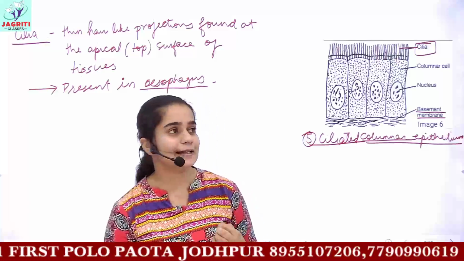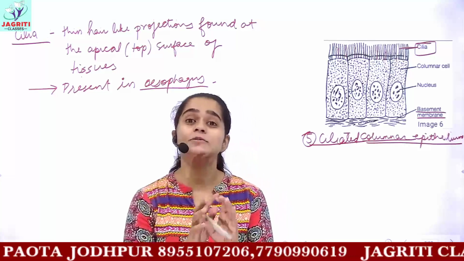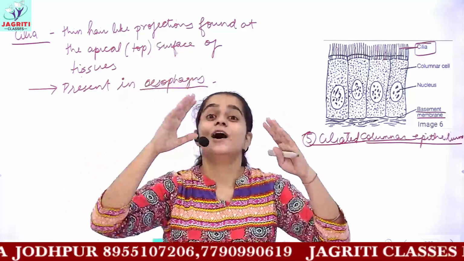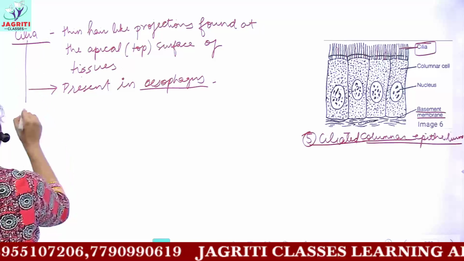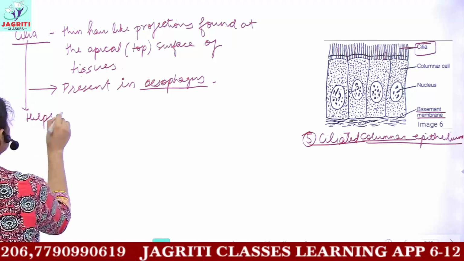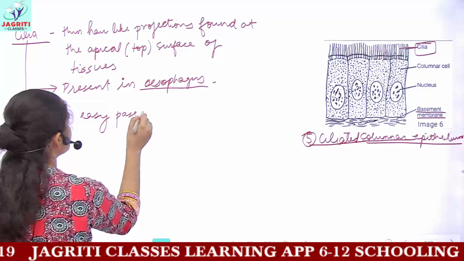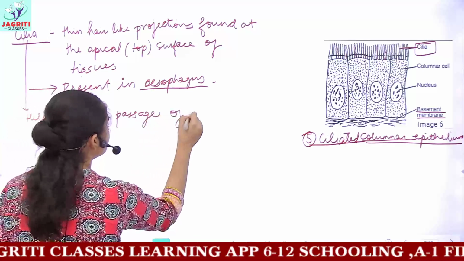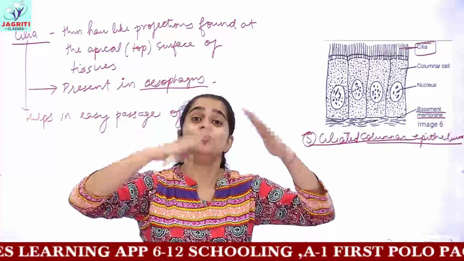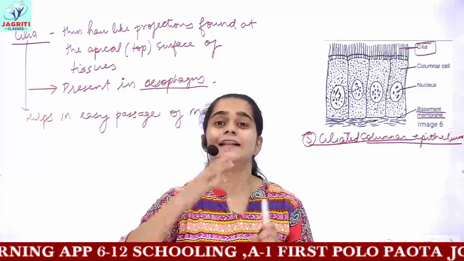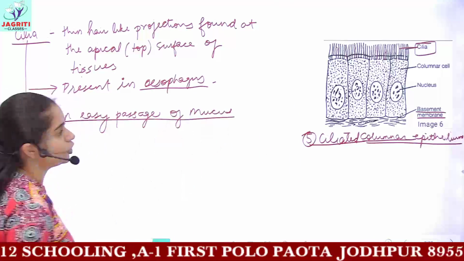Then you have cilia in the nasal passage and respiratory tracts also, and they help to move the mucus downwards. So this is the role of cilia. These cilia help in the easy passage of mucus, because these hair-like projections move simultaneously and push the mucus down. So this is the function or role of cilia.